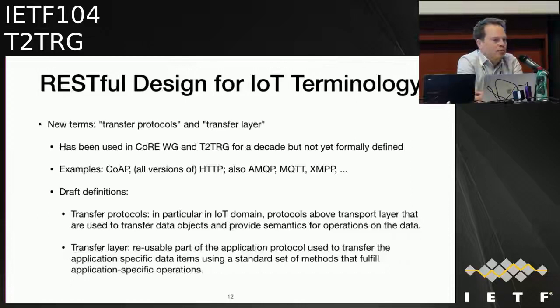So we have now drafted two early definitions. I would very much like your input and feedback on these. You can read them on the slides, but basically, for transfer protocols, and here we're discussing in particular the IoT domain, because the draft is about RESTful IoT, these would be protocols at the transport layer that are used to transfer data objects and provide semantics for operations on the data. The key thing is that you are transferring some sort of data objects between systems, and you provide some additional semantics. But these protocols are reusable and often even to some extent replaceable. So it's not such a tightly bound part of a protocol stack, but maybe even a distinct layer.